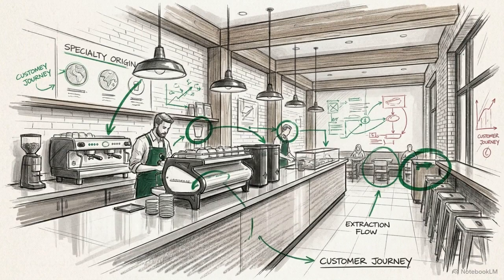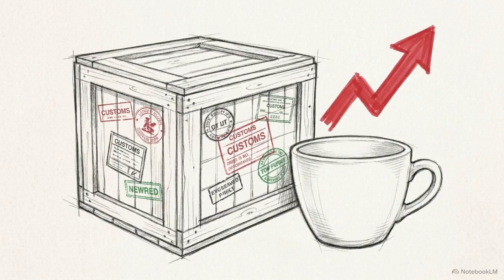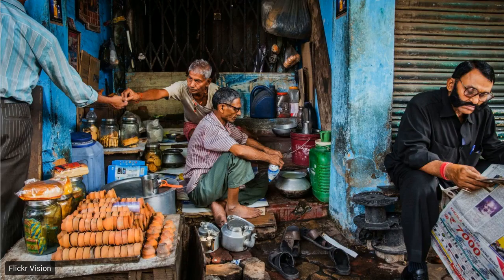Operating a premium, experience-heavy brand like Starbucks in India requires premium imported inputs. This creates structurally higher variable costs per cup. This premium structure stands in contrast to the local, street-level competition, which operates with near-zero overhead and minimal material costs.